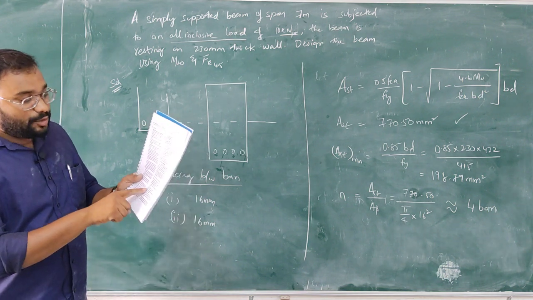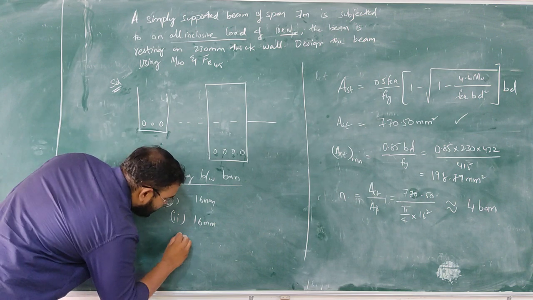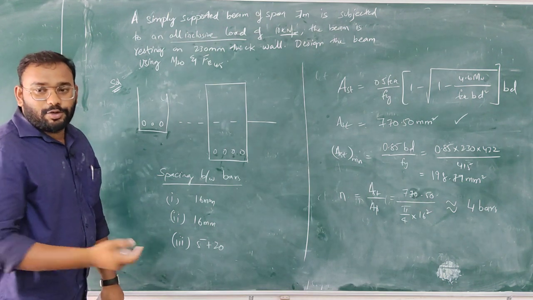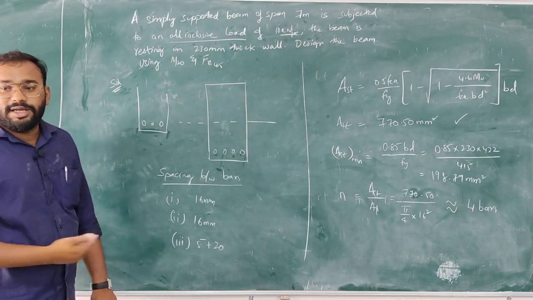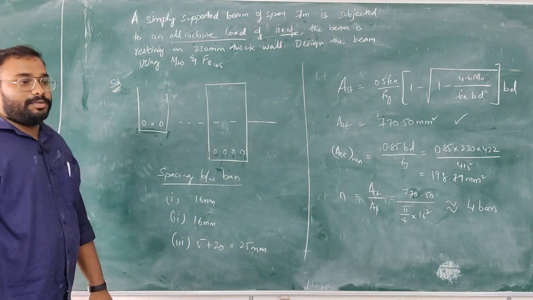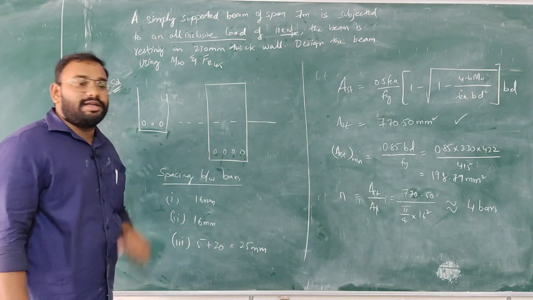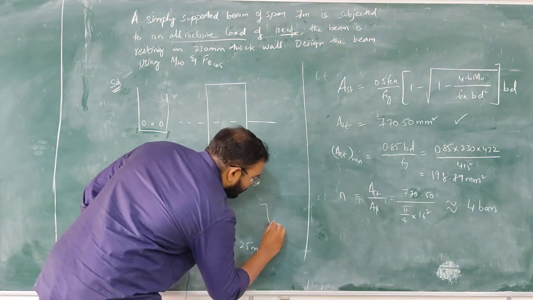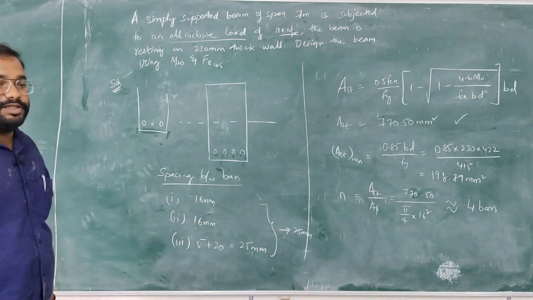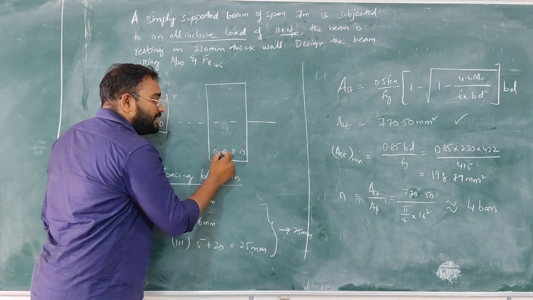So the third condition is 5 mm more than the size of coarse aggregate. The coarse aggregate size is 20 mm, so 5 mm more will be 25 mm. Now the greatest of all these values should be taken as the spacing between the reinforcement. The greatest value is the third condition, which is 25 mm. So you need to leave a space of 25 mm in between these.